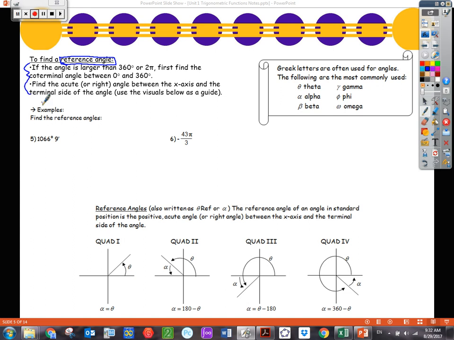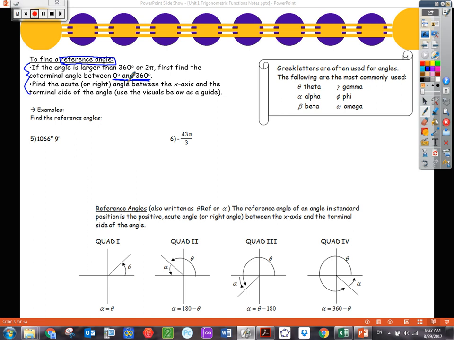If the angle that we're given is larger than 360 degrees or 2 pi, or smaller than negative 2 pi, negative 360, we really need to find the coterminal angle between 0 and 360 or 0 and 2 pi. We need to pull the extra rotations off. We need to pull them all off so that we can figure out which quadrant we are in. So that's important. We need to know the quadrant that we're in, because depending on what quadrant we terminate in depends on how we find our reference angle.